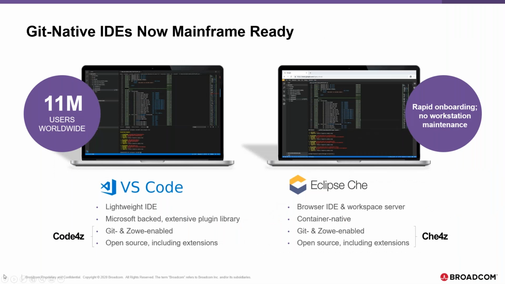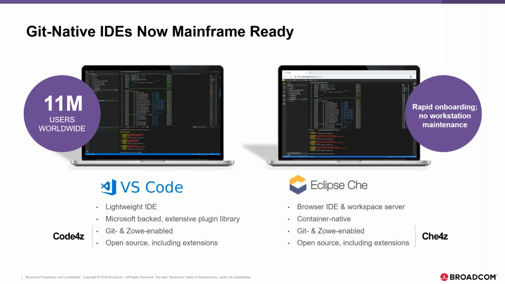Essentially what this all means is that it's true, Git native IDEs are in fact mainframe ready. Whether you prefer the lightweight Visual Studio Code, as close to 11 million users do, or the container native web version of it called EclipseJ, mainframe developers now have the ability to gain the benefit of creating their very own cockpit. And we've made it a bit easier for developers who may be wondering which extensions they should incorporate for the most efficient mainframe experience.